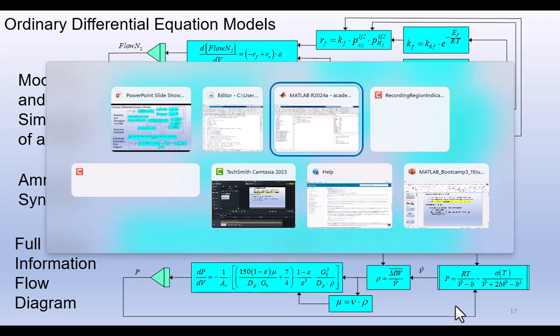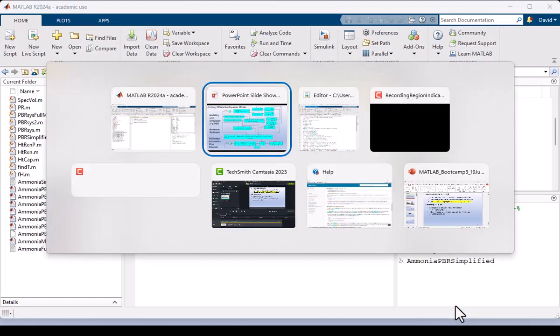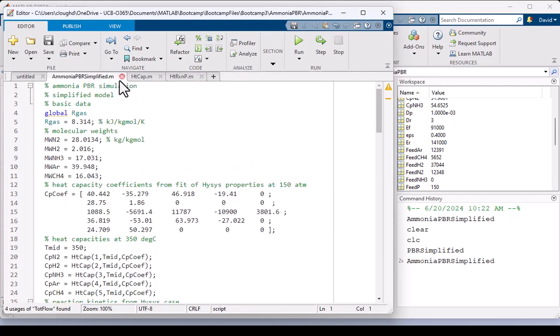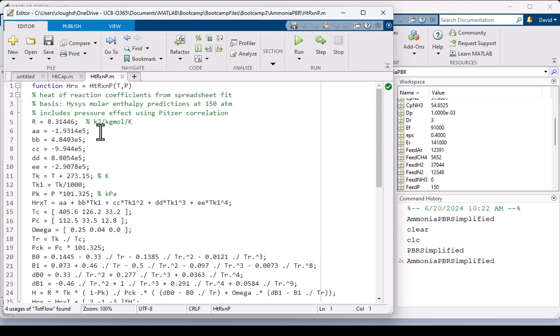So let's come back over to our command window and to our editor, and let's remove the routines having to do with the simplified model, and let's open a file called Ammonia PBR Simulation Full Model.